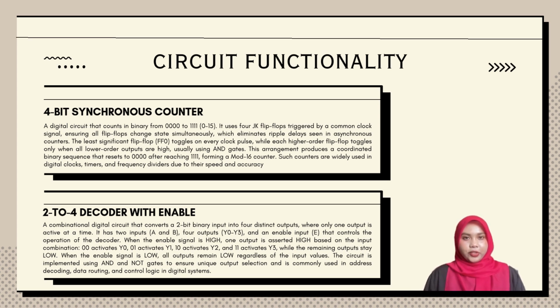While the 2 to 4 decoder with enable is a combinational digital circuit that converts a 2-bit binary input into 4 distinct outputs, where only one output is active at a time. It has 2 inputs, A0 and A1, 4 outputs Y0 to Y3, and an enable input E that controls the operation of the decoder. When the enable signal is high, one output is asserted high based on the input combination. 00 activates Y0, 01 activates Y1, 10 activates Y2, and 11 activates Y3, while the remaining outputs stay low. When the enable signal is low, all outputs remain low regardless of the input values.